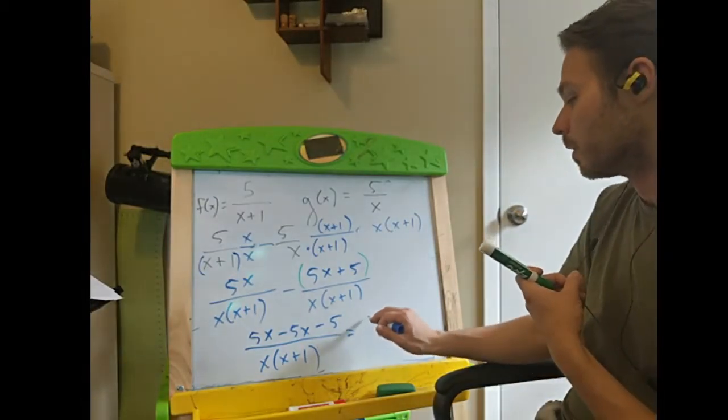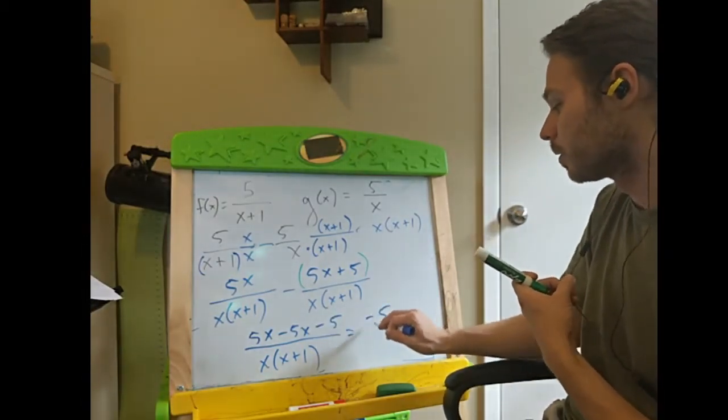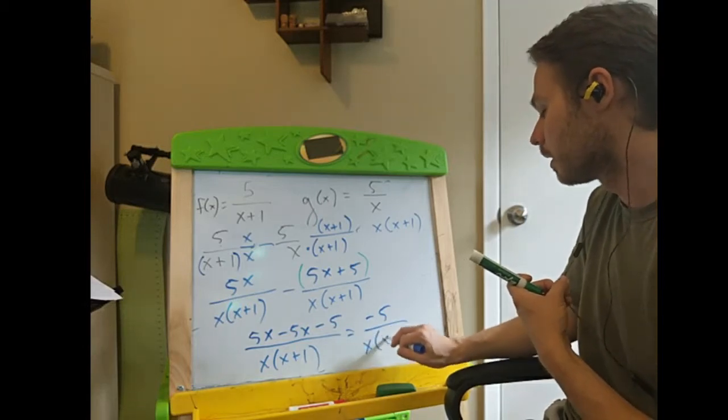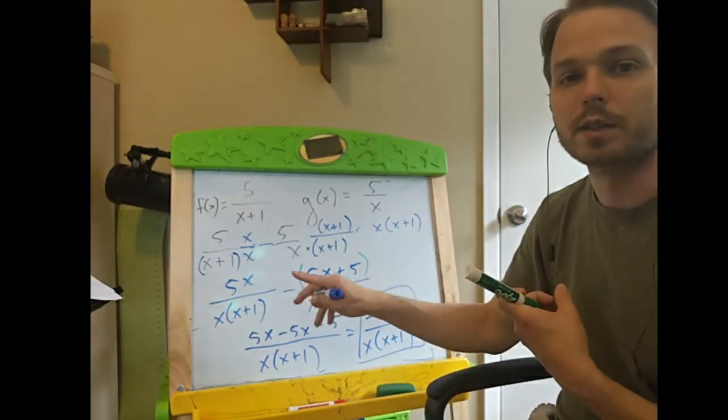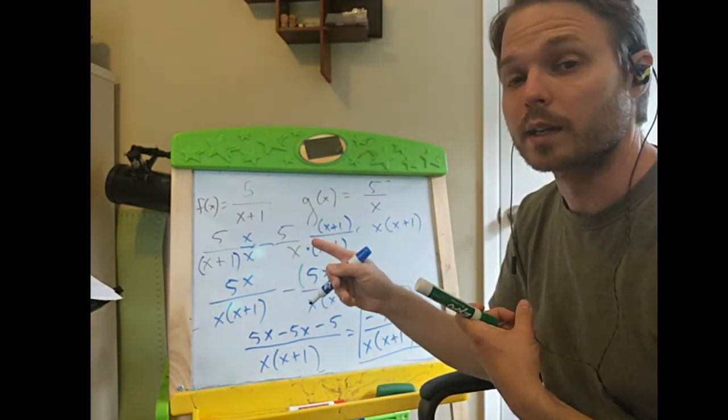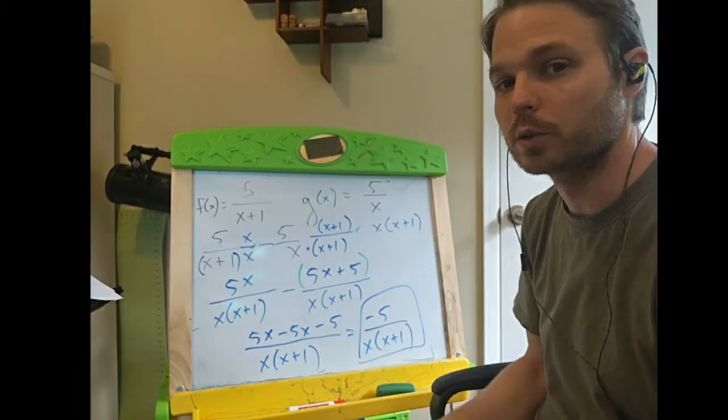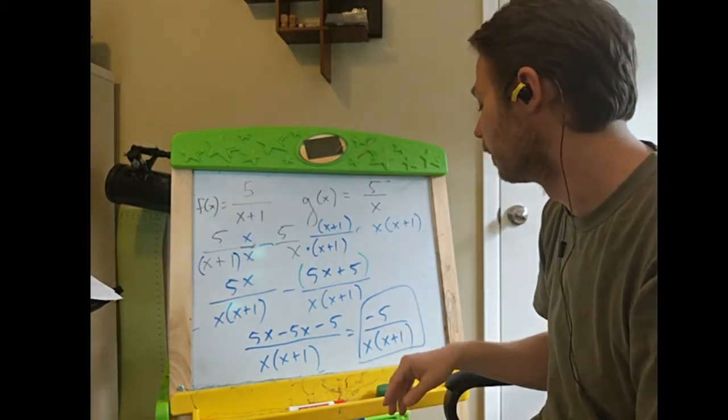So now I'm going to end up with 0x minus 5, so just negative 5 over x times x plus 1. And as you can imagine, a really common mistake is to not distribute that negative sign, and that of course is going to lead you to the wrong answer, so be very careful with that.